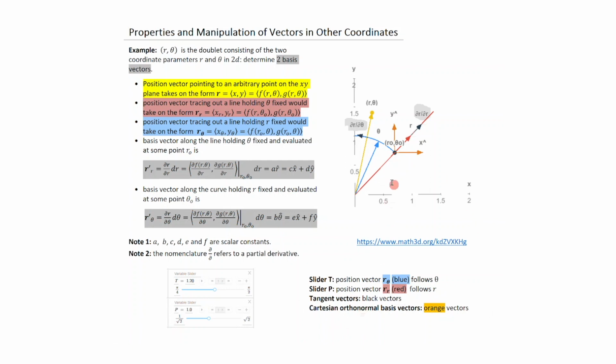The tangent vectors are the ones that are in black here. This should actually be right over here, but it would basically collide with all the other stuff. And this should also be closer in, but it would collide. So these are basically the tangent vectors: black tangent to the radial line, black tangent to the circumferential line, and the Cartesian orthonormal basis vectors, orange vectors. Okay, so that's this one here and this one here.